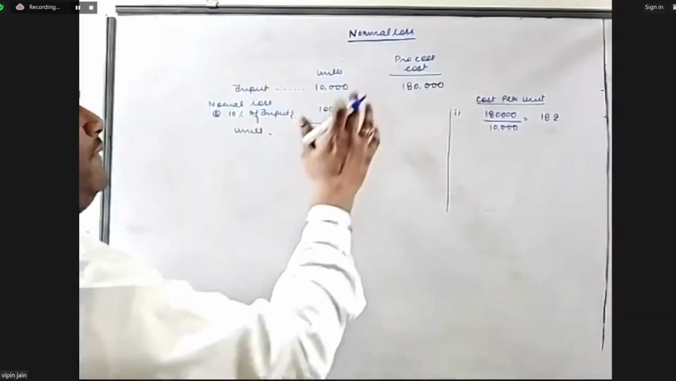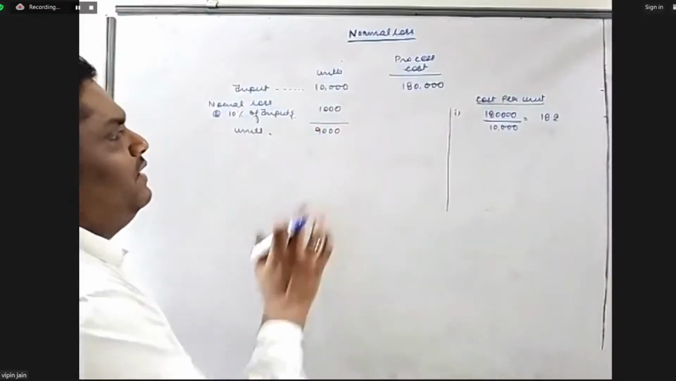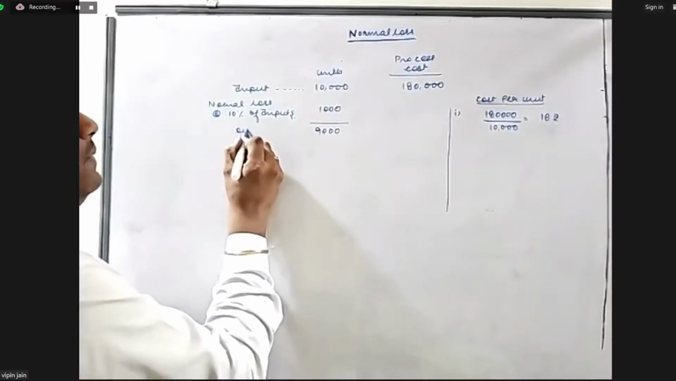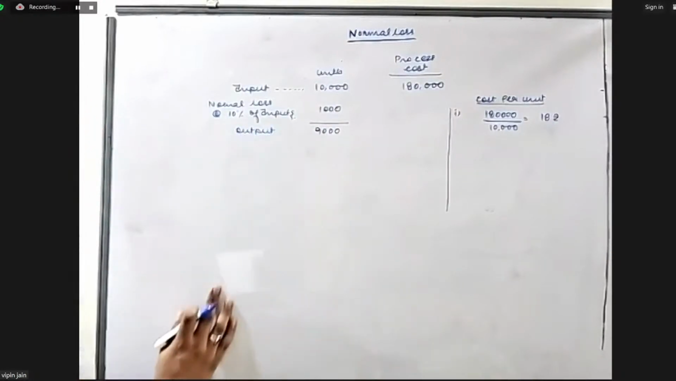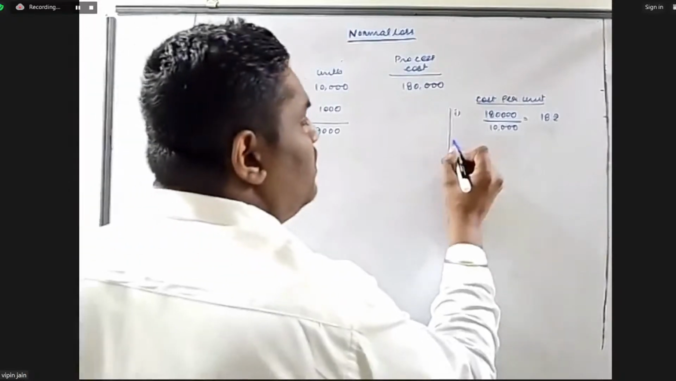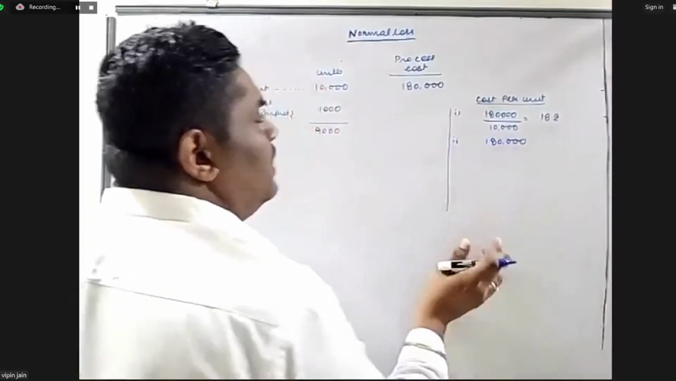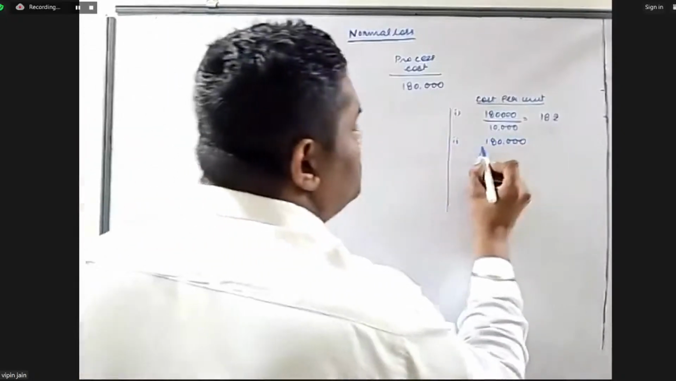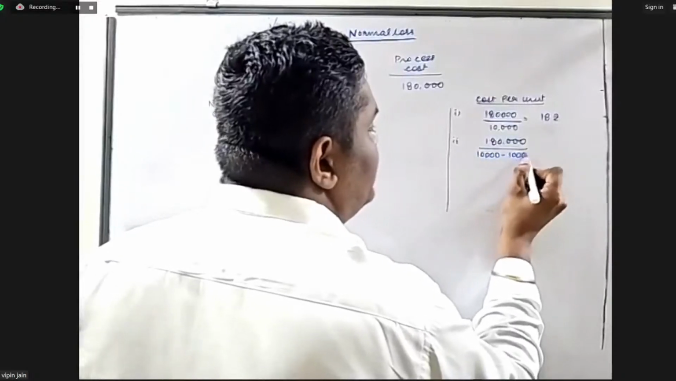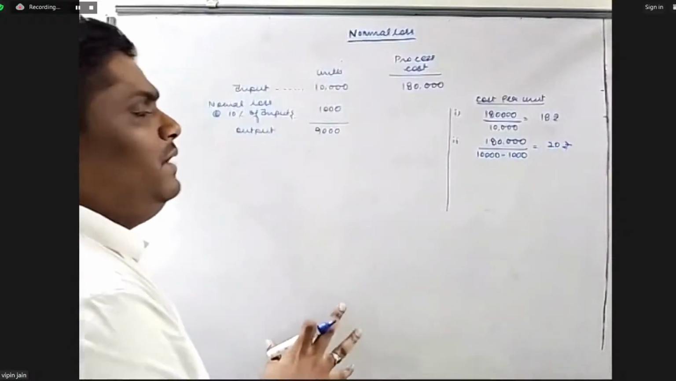So herein, I have made an input of 10,000 units. There is a normal loss that is given in the question, that is 10% of input. It means what? My output will be how much? 9,000 units. Now, when talking about calculating the cost per unit, see, my total cost is 1,80,000. However, my output is how much? 9,000 units. That is 10,000 minus 1,000. That is 9,000 units. So the cost per unit will be what? Rupees 20.